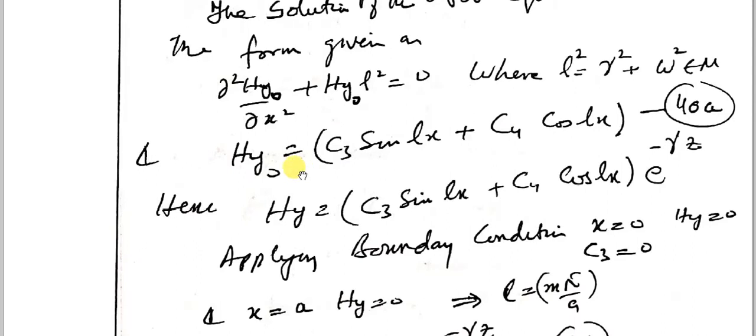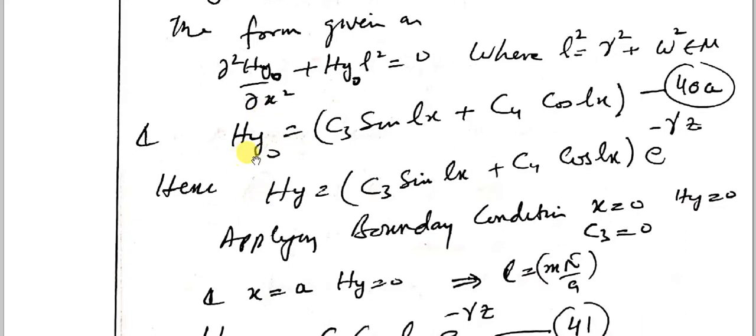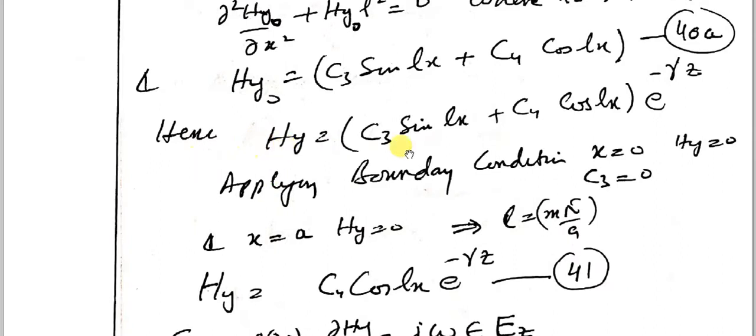So again the solution of this second order differential equation is of the kind Hy naught is equal to C3 sine of Lx plus C4 cosine of Lx. We mark this equation as 40a. Hence Hy is equal to Hy naught into e raised to minus gamma Z, so we put the value of Hy naught back.